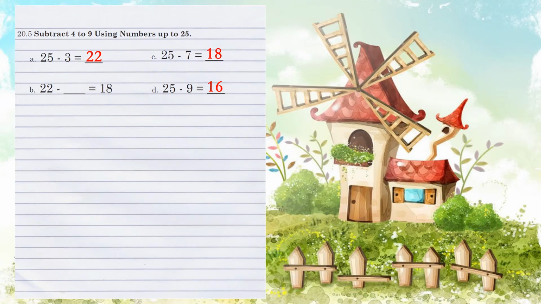Example B. 22 minus what number equals 18? Okay, so basically we're going to take the 18 and go to 22 and see how many times we had to do that. 19, 20, 21, 22, which means we had to subtract 4 in order to get to 18.